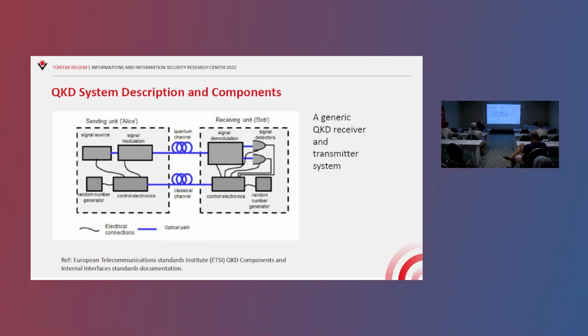On the receiving side, again, some of this information is classical bits that is transmitted through a classical channel, and also the qubits are transmitted through a quantum channel. On the receiving end, we have a signal demodulator, again a random number generator as part of the protocol, control electronics, and detectors. So this is as depicted by the European ETSI, European Telecommunications Standards Institute. This is a general framework for a QKD system.